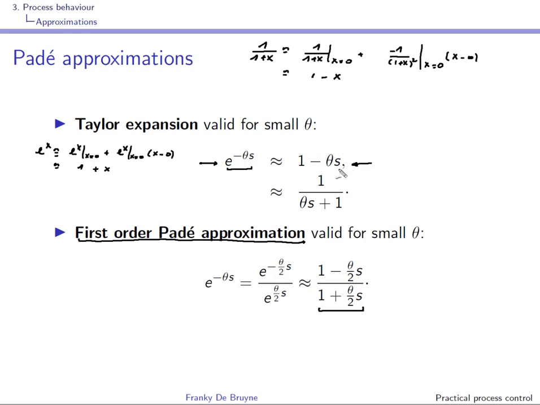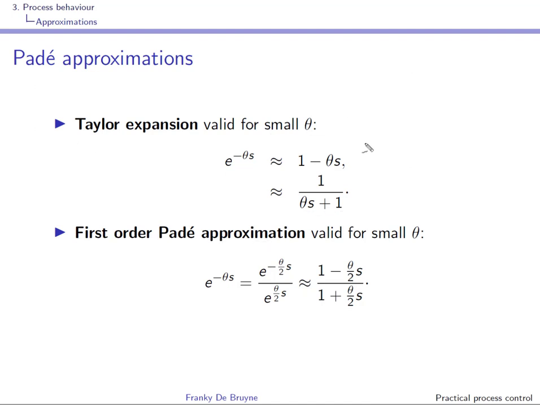So this means that 1 minus theta s can also be approximated as 1 over theta s plus 1. So this leads to a method where you can approximate a lag, a lag time constant, by a delay, exponential of minus theta s. Of course, this is only valid for small theta, right? Because in these expansions we make the assumption that we work around, for instance, here the origin.